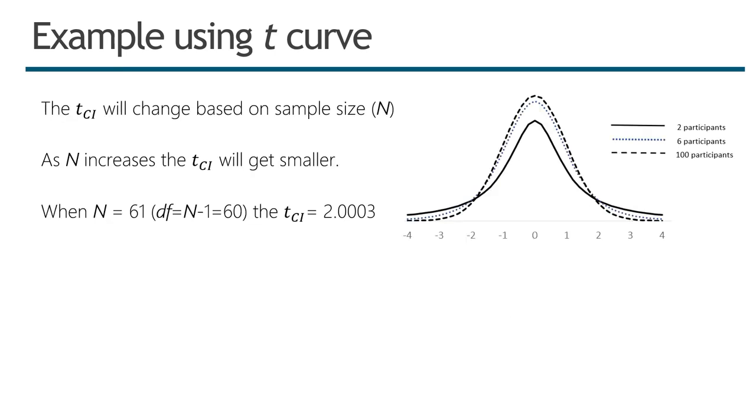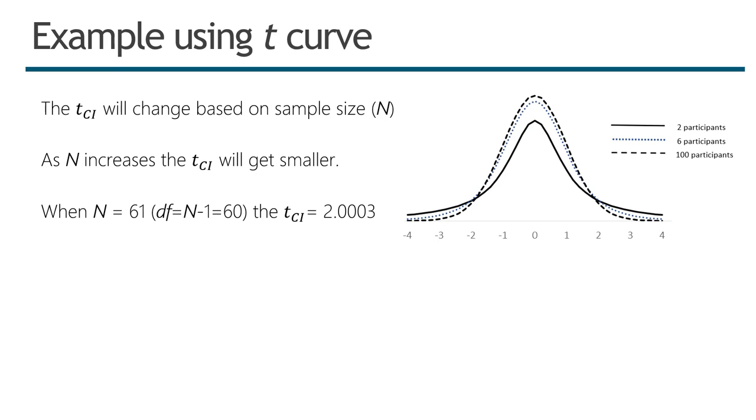Now in this example, we did not know the population standard deviation. That means we're forced to use a t-curve rather than a z-curve, and that means we have to use a TCI rather than a ZCI. The t-curve and the TCI change value based on the sample size in a study. So in this case, the sample size is 61, which means we have a degrees of freedom of 60. And the TCI is going to be about 2.